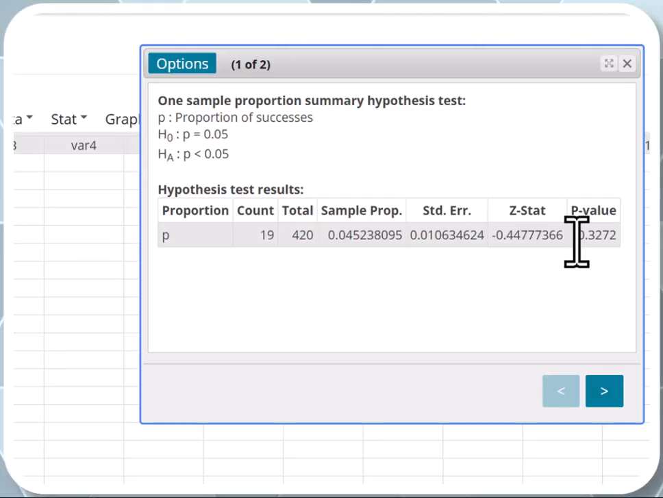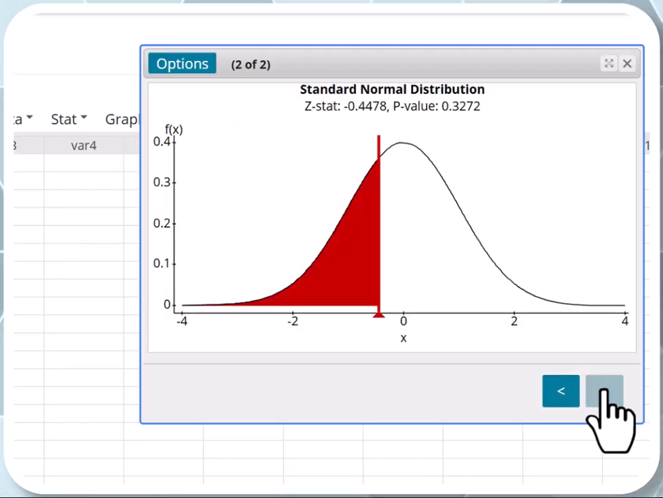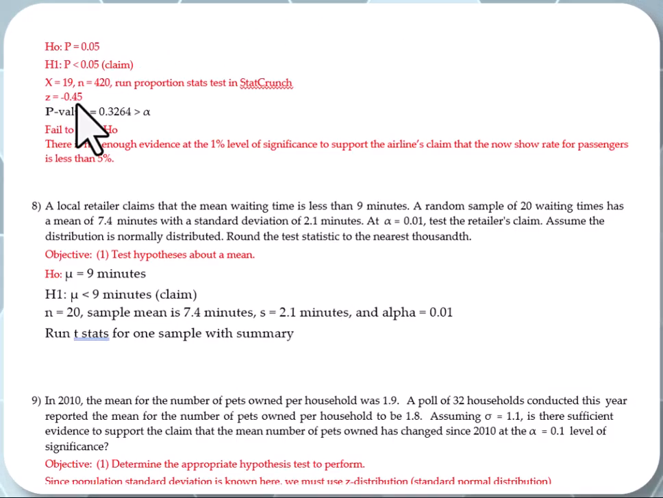Well, P is going to be bigger than alpha, so we're going to fail to reject H0. And let me show you the sketch of the p-value. It's going to be an area to the left of Z equal negative 0.45. When you see too much shading under the curve, it means the p-value is large, and then you're going to fail to reject the null hypothesis. So Z is negative 0.45, p-value is 0.3264, which is bigger than alpha. We fail to reject H0. If you fail to reject H0 and the claim is in H1, you cannot support the claim. So you say there is not enough evidence at the 1% level of significance to support the airline's claim that the no-show rate for passengers is less than 5%.